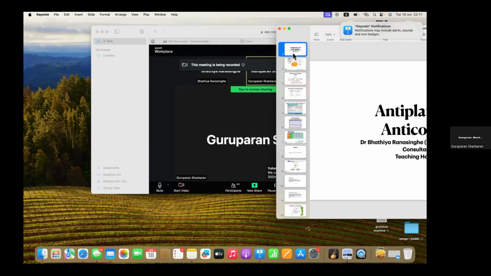Then there is this question. We usually give clopidogrel 300 milligrams stat dose on admission. So if the patient is going for PCI, is it enough to load another 300 milligrams? Yeah, that's enough. That's enough. You don't want to give further.